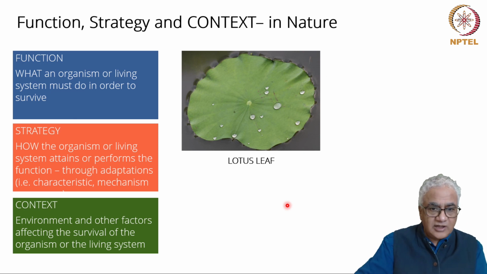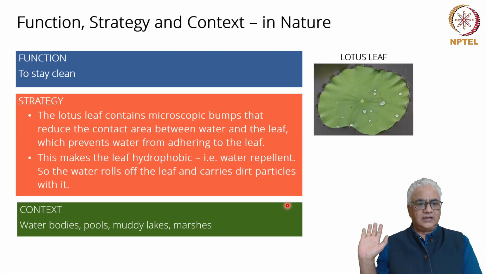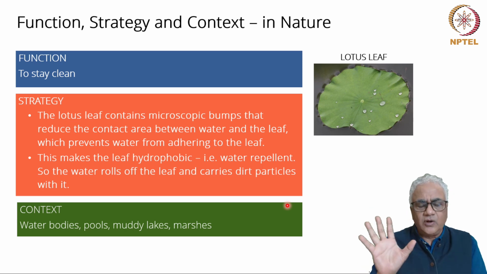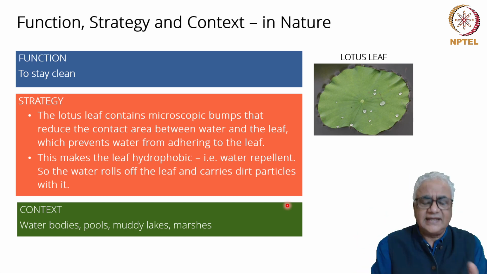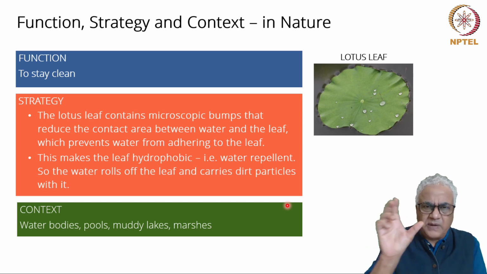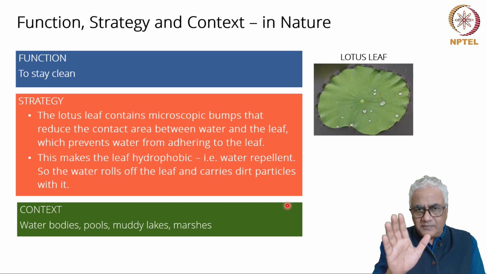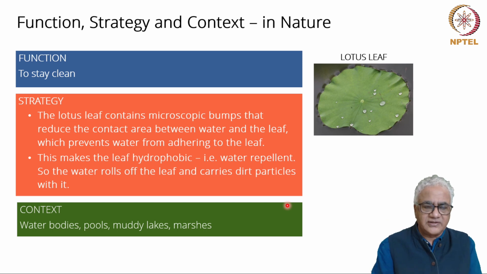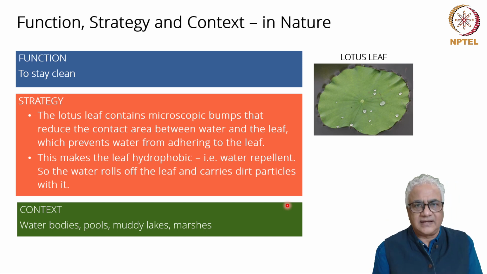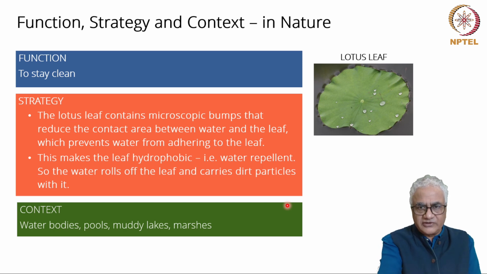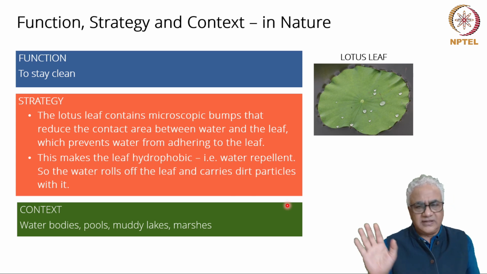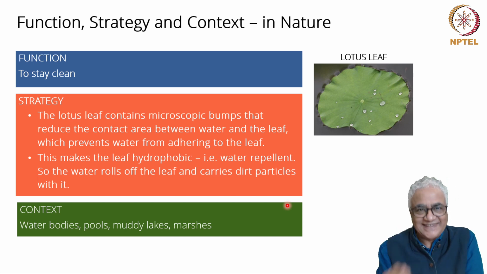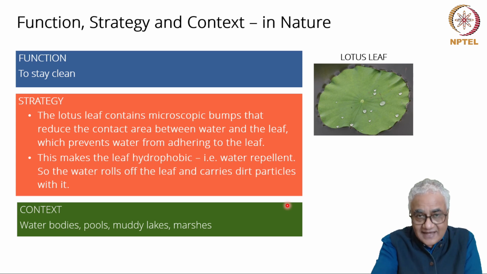And therefore, look at the next slide. It's now becoming easy. That's it. All the 3 things are explained here. Just with the lotus leaf, you know, it's important to learn anything that you want with one example, one powerful example. In this case, the example that you'll remember for the rest of your life is this slide. Whenever you have a doubt about function, strategy, and context, come back to this slide and you will start to understand. So therefore, function of the lotus leaf is to stay clean. The strategy of the lotus leaf contains microscopic bumps, etc. The leaf is hydrophobic, strategy. And the context here is water bodies, pools, muddy lakes, marshes. That's the context. So this strategy is achieved only there.